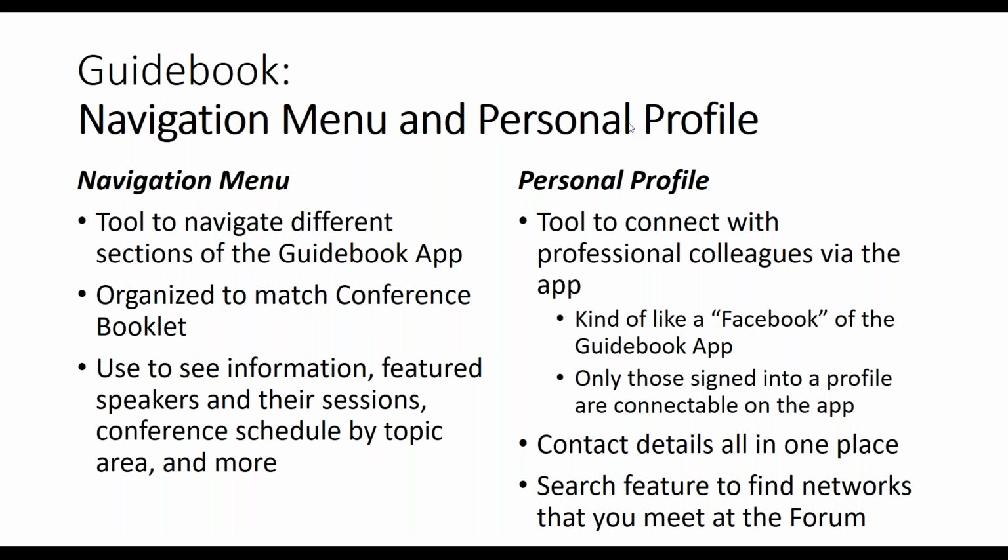The personal profile is a tool that you can use to connect with professional colleagues in the app. I kind of like to think of it as the Facebook of the Guidebook app, but only those that are signed into a personal profile are connectable to others in the app. So if you opt not to create a personal profile, you can still use the app. You just won't be able to connect with some of your other colleagues in the app. It's pretty useful because all of your contact details are all in one place. It can show your email address, your phone number, your LinkedIn account if you wish. And you can also search the profile feature to find different networks of people that you meet at the forum.